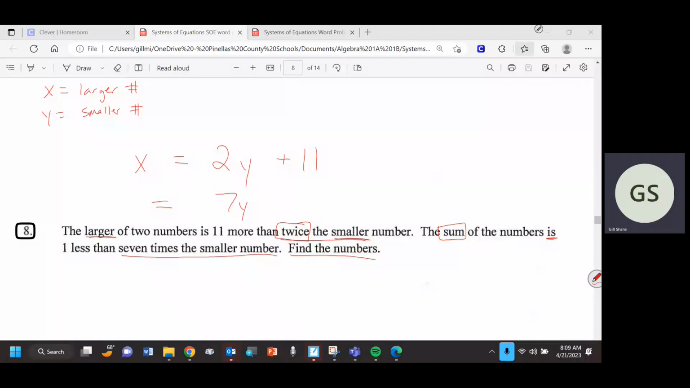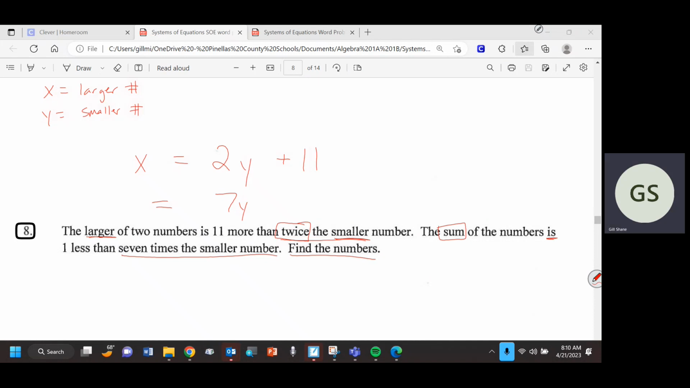What would we do for the sum of the numbers? How would that look? What's the sum of the numbers? How would we write that? Well, what's the sum of the numbers? We just did that in the other problem. No, I don't mean, like, what does that mean? The sum of the numbers means what?